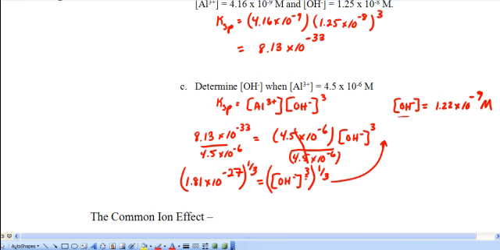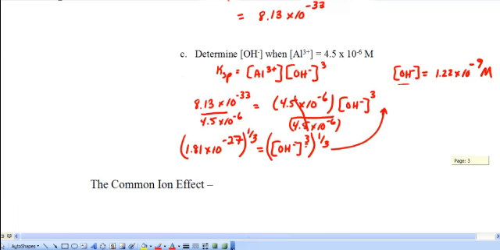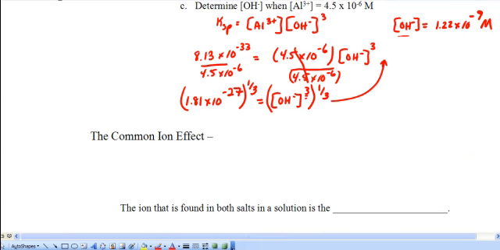Alright, so on the test, you should be able to, given the equation, write an equilibrium expression. Given the expression and a couple of concentrations, solve for the K. Given the K and at least a few of the concentrations, you should be able to solve for an unknown concentration. Now, the last topic that we want to cover in this section is what's called the common ion effect.